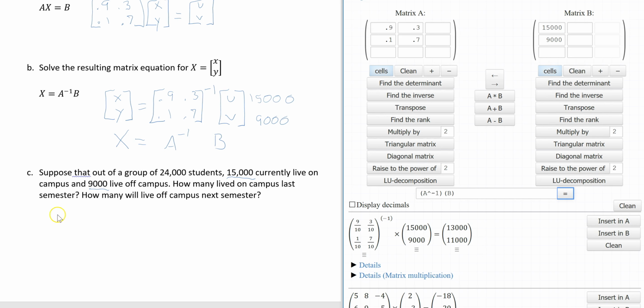That means the 13,000 is representing the X value, which was the number of on-campus students, and the 11,000 is representing the number of off-campus students. And that was last semester. Okay, so I had said how many lived on campus last semester, that'd be 13,000. And then it says how many will live off campus, and that should say also last semester, which is 11,000.